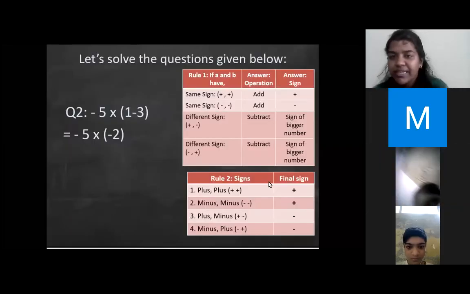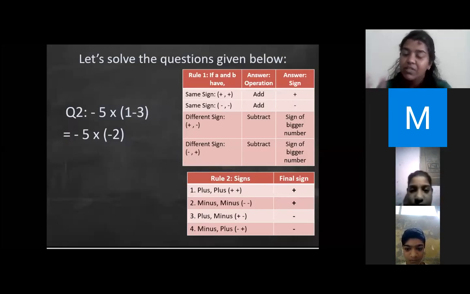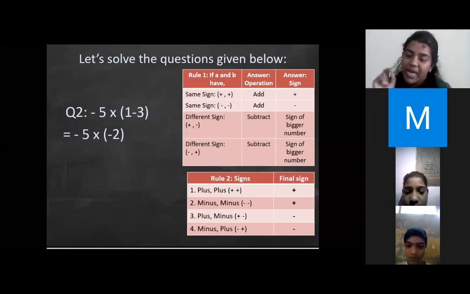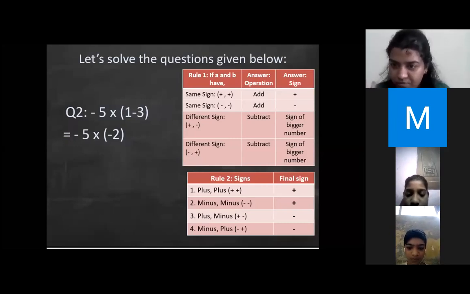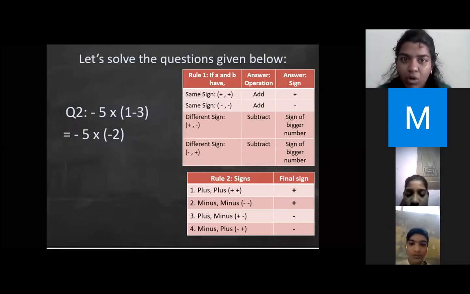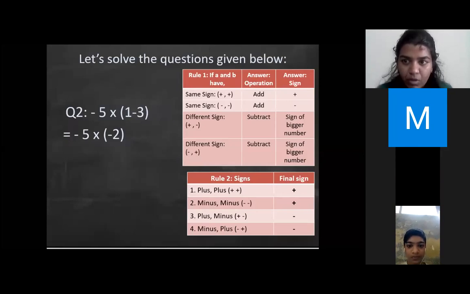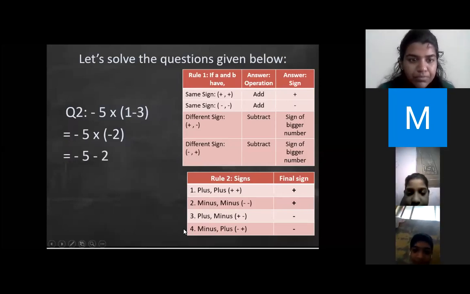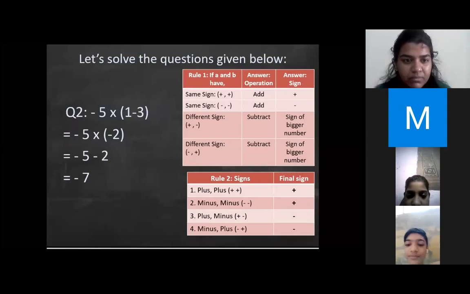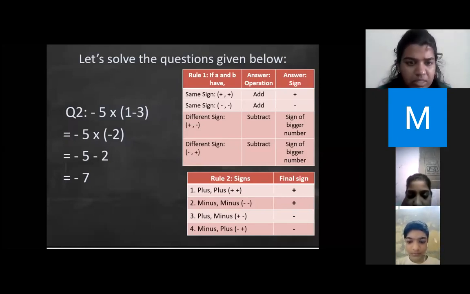If there are two different signs, my answer will be a negative minus sign. If there are two same signs, even if there are two minuses, my answer will still be a positive number. Yeah, that is the rule of today. Yes, so you are right. Sorry, one second.